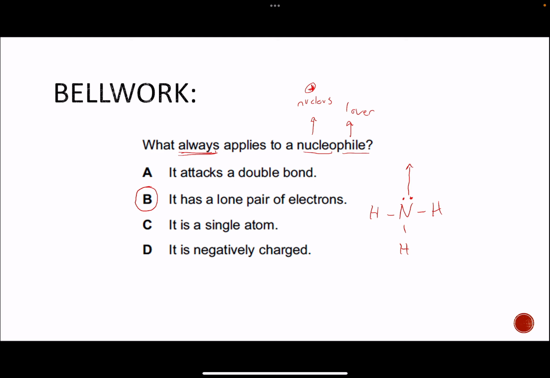Whereas with a negative charge, some nucleophiles are negatively charged, but not all of them are. Like I've just written ammonia as a nucleophile, and ammonia is not negatively charged, but it does have a pair of electrons to donate. And so that's why the answer here would be B.